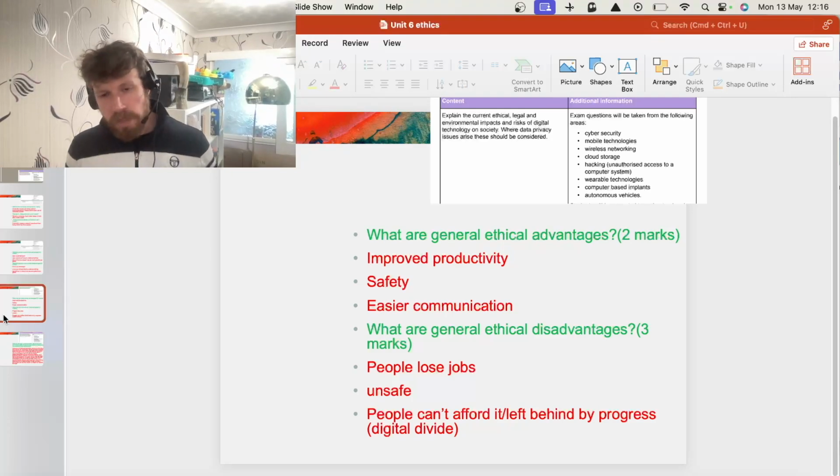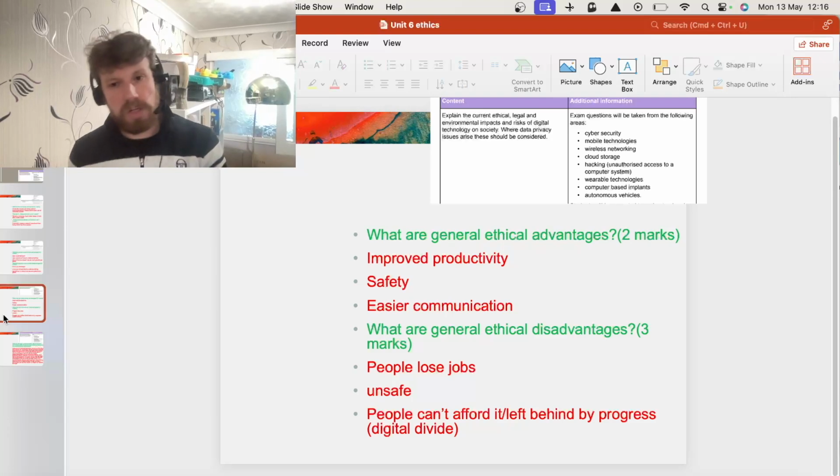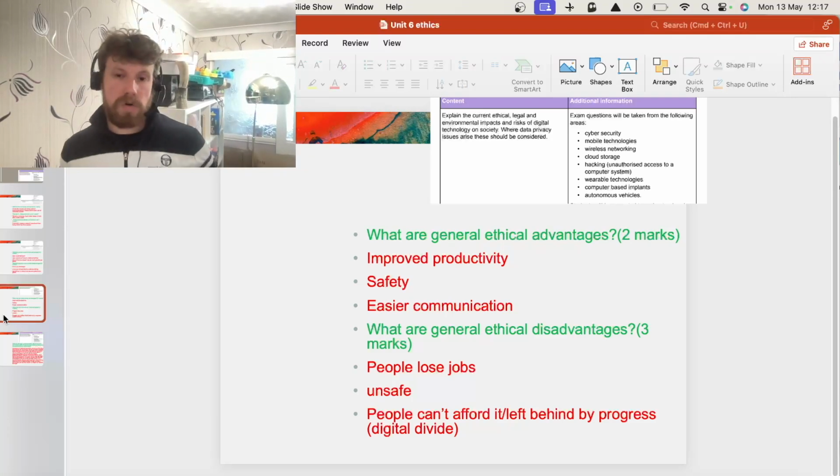Safety. If it's going to be safer, autonomous vehicles may make it safer for us. You could also say robots. Robots are going to be going into dangerous locations where human beings would otherwise have gone, so lives are going to be saved. Easier to communicate: wireless technology is going to allow more people to communicate all around the world. Cloud storage is going to make it easier to collaborate on very difficult documents over a large geographical area.